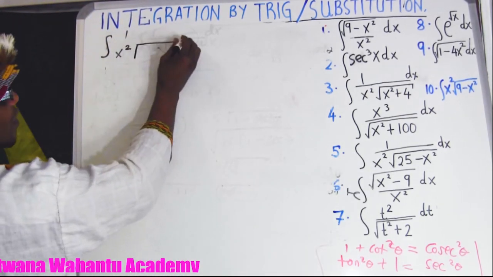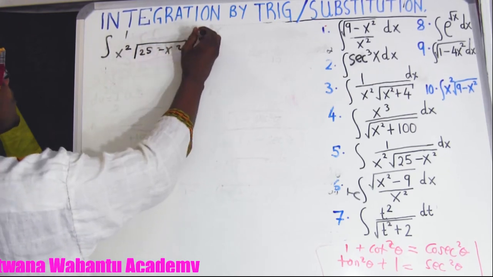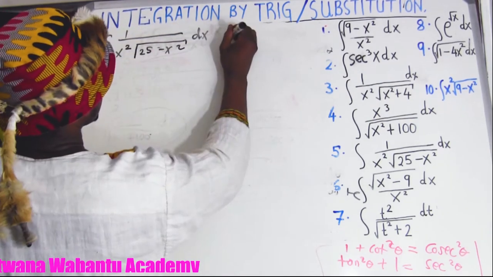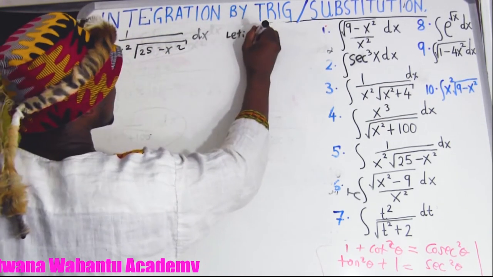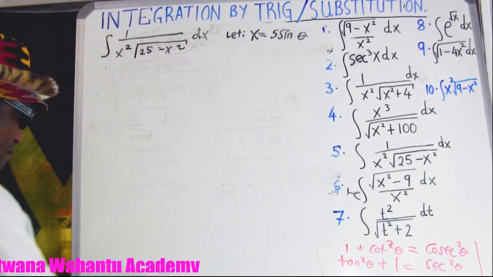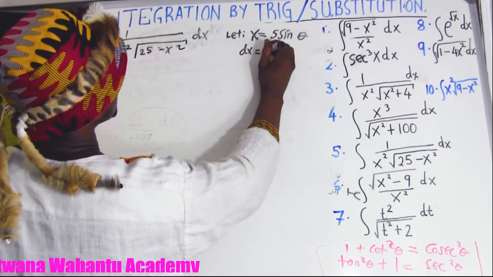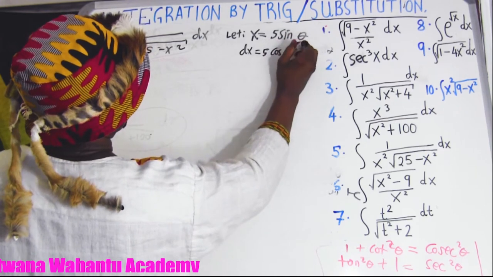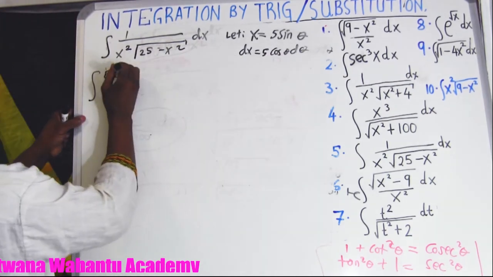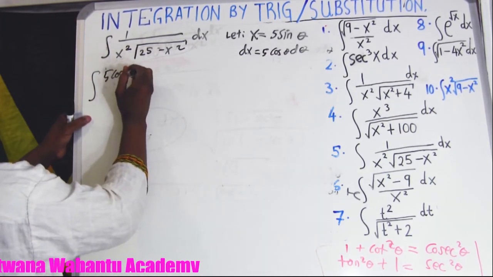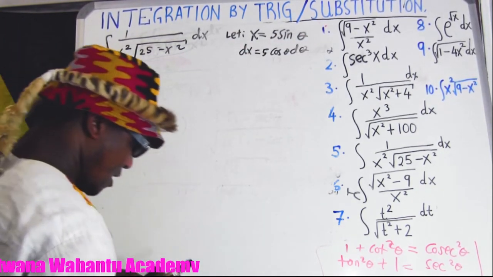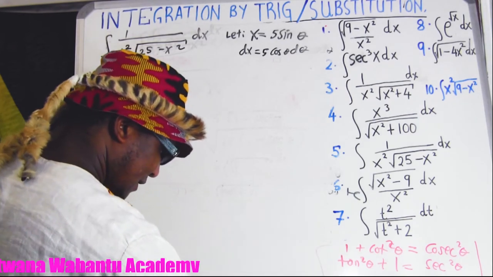Question number 5: the integral of 1 over x squared times the square root of 25 minus x squared, dx. So this is sine because it's a number minus whatever. So I'm going to let x equal to 5 sine theta, and then dx equal to 5 cos theta d theta, because when you differentiate sine, you get cos. Let's substitute: the integral of 5 cos theta d theta over 25 sine squared theta.